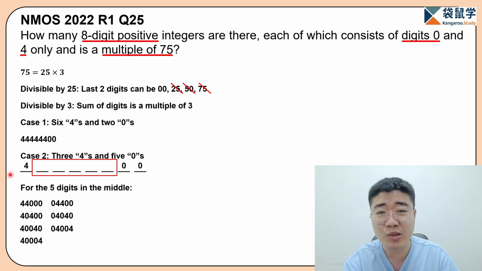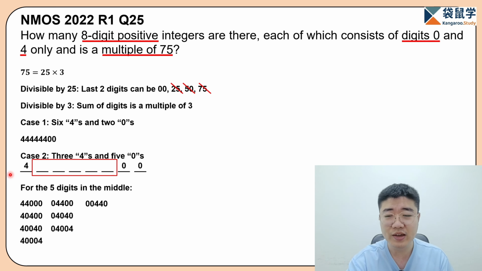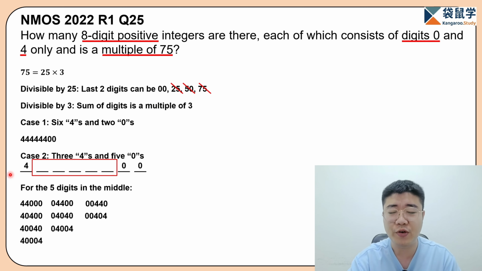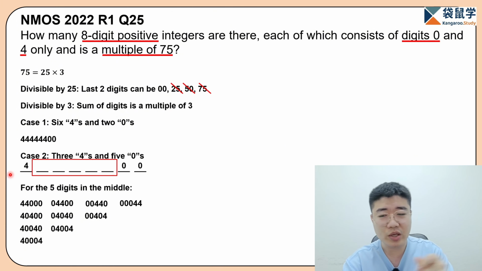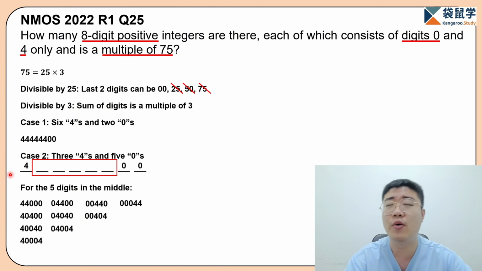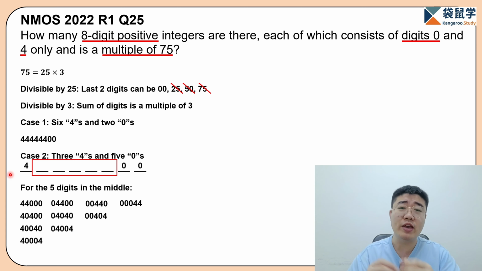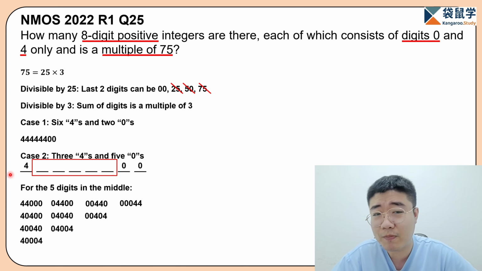Then the next case will be the first digit 4 is at the third place. So it will be 00440. Then we can shift the numbers again. It can be 00404. And lastly, is where the 2-digit 4 are at the last 2 positions. So it can be 00044. So altogether, we have 10 different arrangements here.